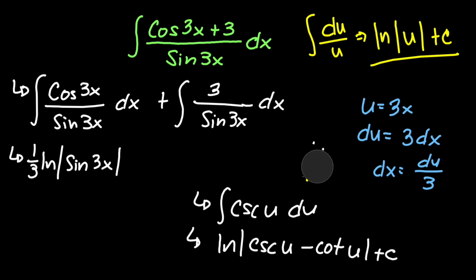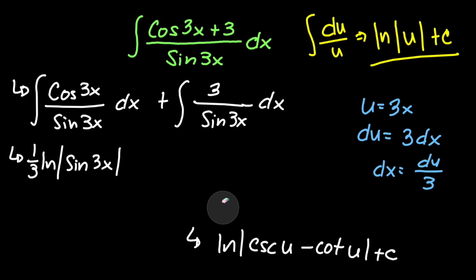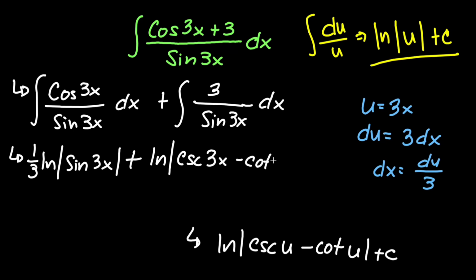So the final answer here would be to substitute u into its original form first. So this would be equal to the natural log of the absolute value of cosecant 3x minus cotangent 3x plus c.